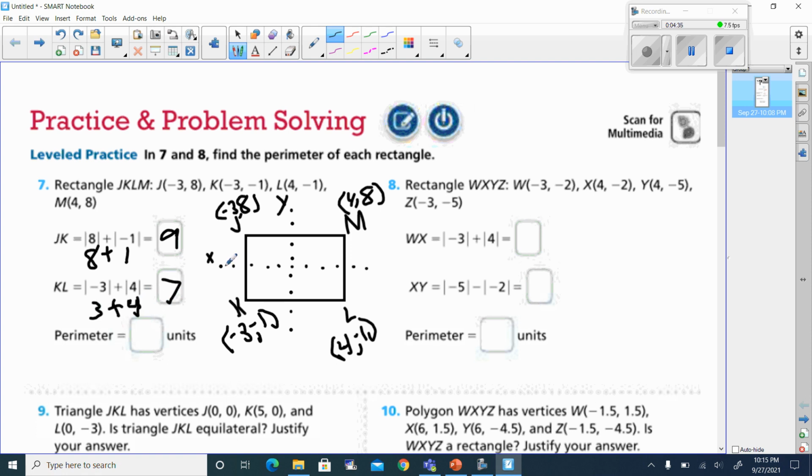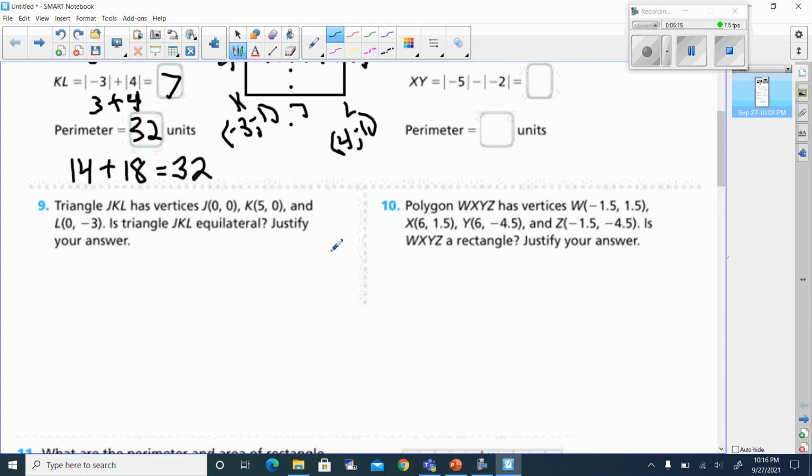So what is the perimeter? Well, remember, if this is 7 from there to there, and this is 9 from here to here, there's a 9 also on this side and 7 on this side, right? So this is 7 times 2, which is going to be 14. And then 9 times 2, which is going to be 18. And together, that's going to make 32. So my perimeter must be 32. All right, number 8 is for you to do. Let's go to number 9, a triangle.